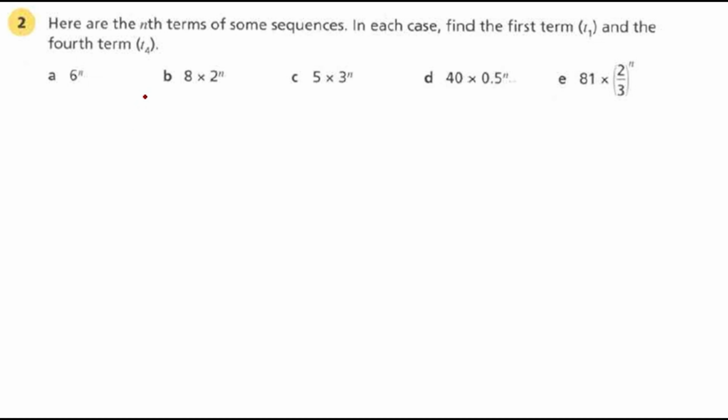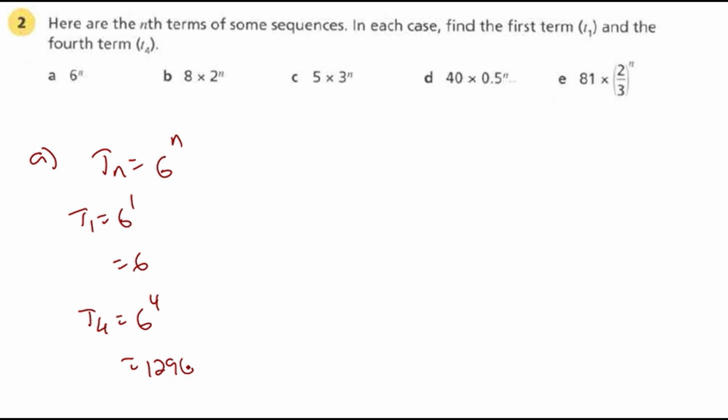In this question, we're given the nth term of some sequences. We're required to find T1, the first term, and the fourth term, T4. So the nth term, we write it like this: Tn equals 6 to the n. The first term, T1, will be where n equals 1. So it'll be 6 to the 1, which is 6. The fourth term will be when n equals 4. Term 4 is 6 to the 4, which is 1296.